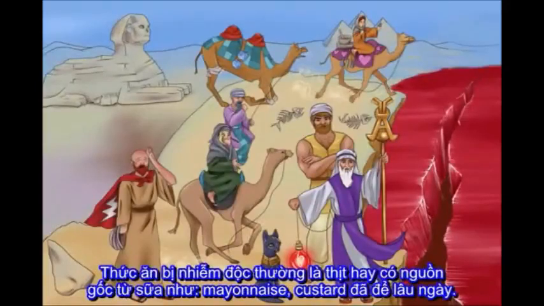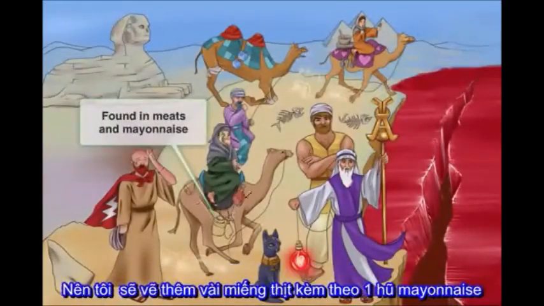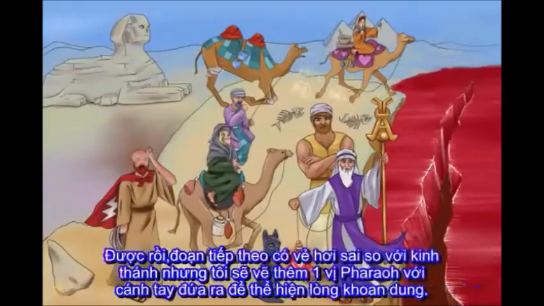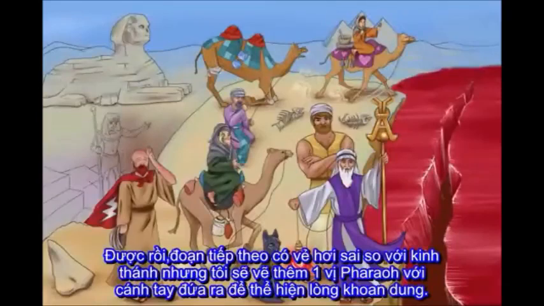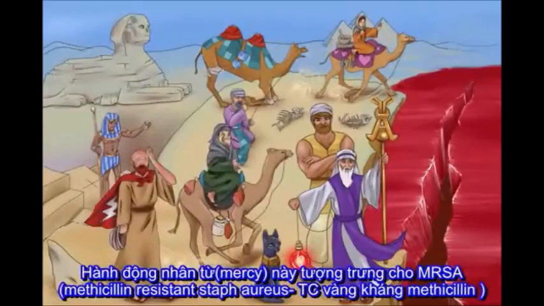The food poisoning comes from meats and cream-based foods like mayonnaise or custards that are left out for too long. So we'll draw some meats in what looks like a jar of mayonnaise, which clearly are without adequate refrigeration. Now this next part may not be biblically accurate, but in our story, the Pharaoh comes out, raises his hand, and shows the Israelites mercy. This gesture of mercy will stand for MRSA, or methicillin-resistant Staph aureus.